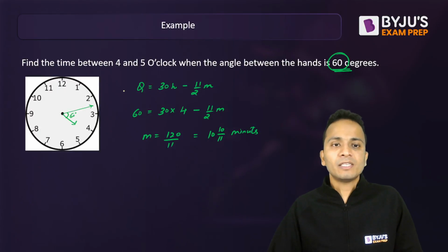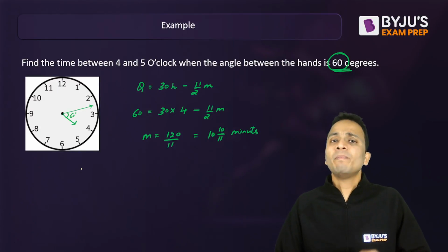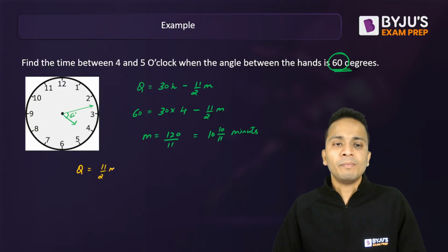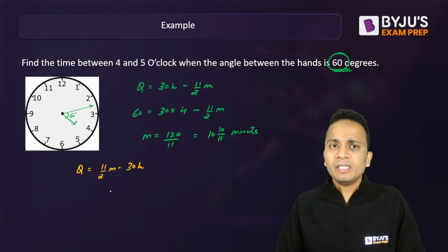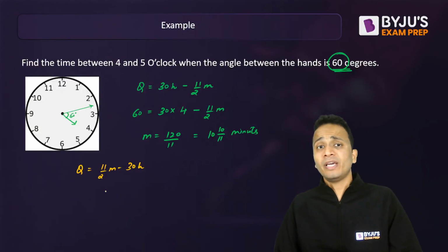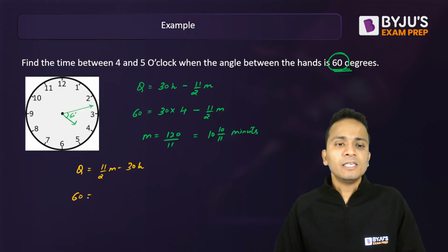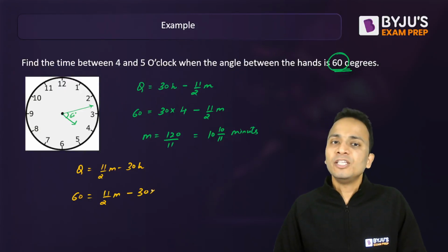Now let's make the second case. Now the second case, when the minute hand will be after the hour hand. So the formula used will be theta is equal to 11 by 2m minus 30h. The value of theta and h will be substituted in a similar manner to the way it has been done for the first case. So theta is 60, that is equal to 11 by 2m, the value of m we have to calculate, minus 30 into 4.